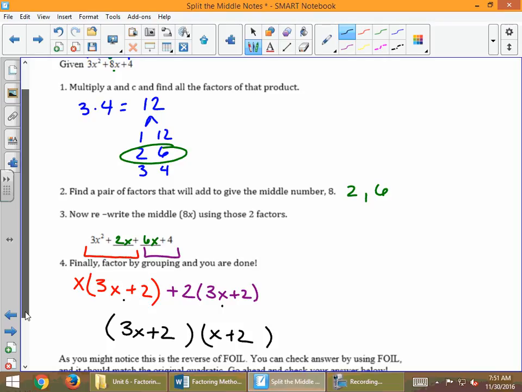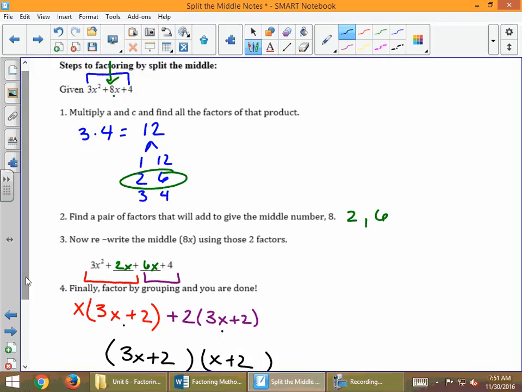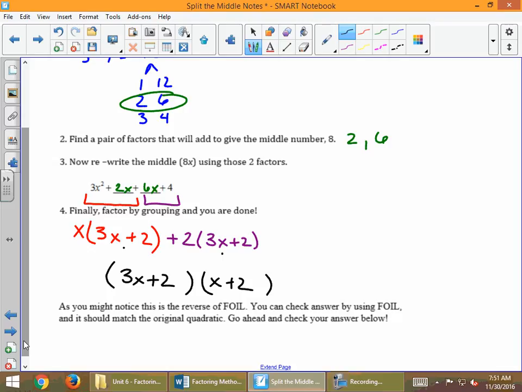Multiply the first and last numbers, and then write down all the factors and figure out which one of those factors will add to give you that middle number. So that's what you're using to break up your middle, and then you just watch. Okay.